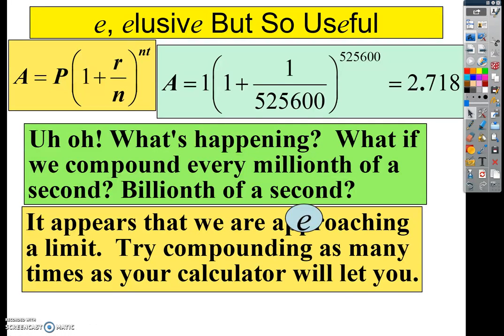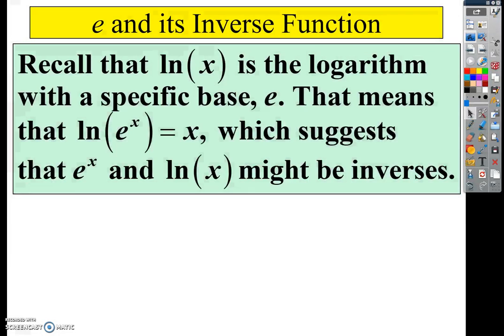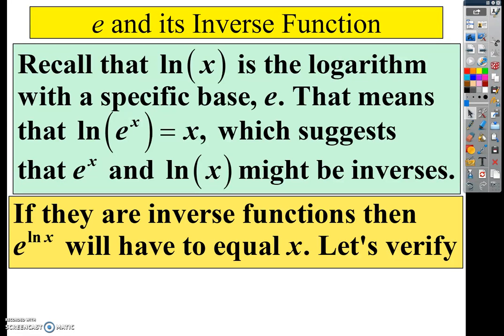So as many times as our calculator will let you, we're approaching the number e. So e is what happens when we compound over and over and over, constantly, basically, constant compounding. And so that's where the number e came from. Again, it's Euler's number. So we know that the natural log is base e, and so the natural log of e to the x is x, because they are inverses.